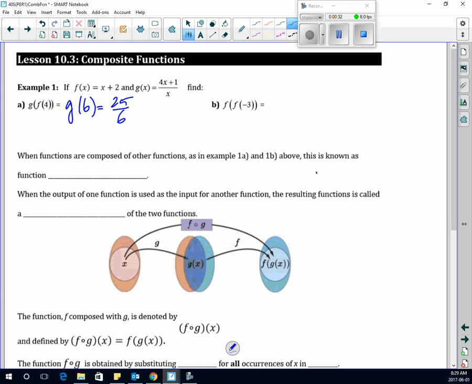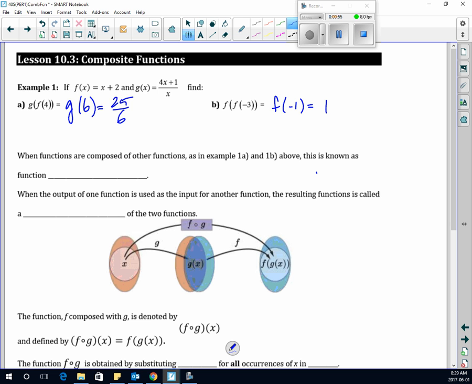Okay. Why don't you try f of negative 3? So you plug negative 3 into the f, get an answer, then plug it back into the f, right? So what do you get when you plug the first negative 3 in? Negative 1. And you get 1. Okay, everybody good with that?